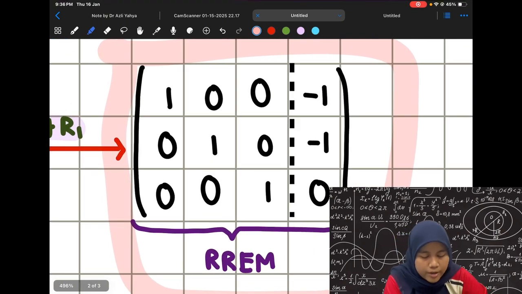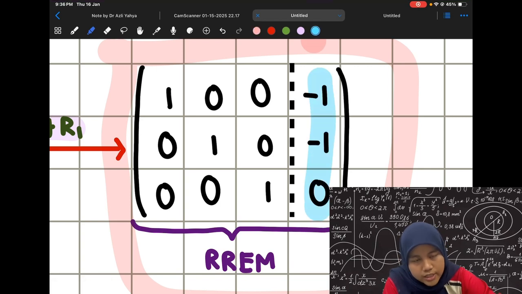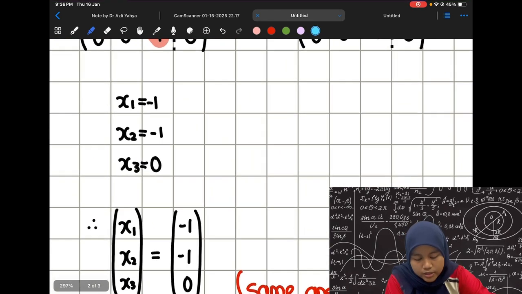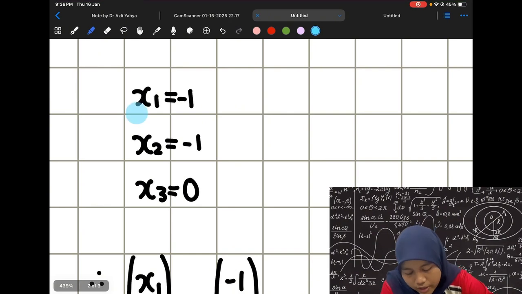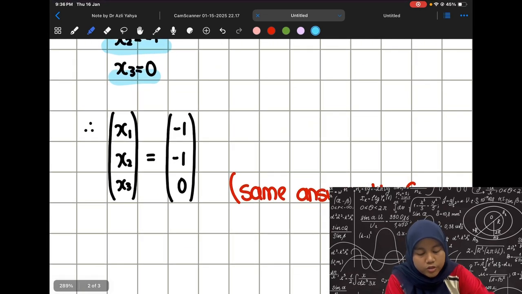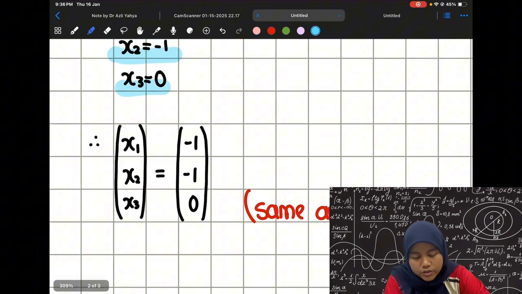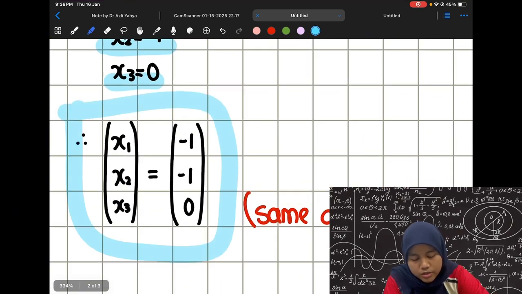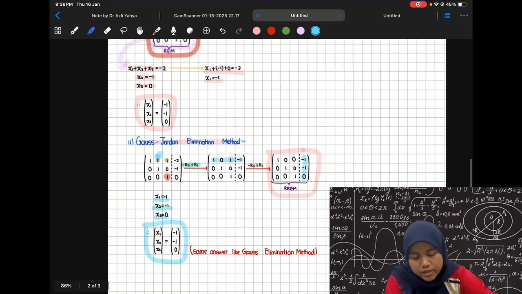For RREM, we can directly take this value as the answer. So here the answer for x1 equal to -1, x2 equal to -1, and x3 equal to 0. So this answer is same like Gauss elimination method.